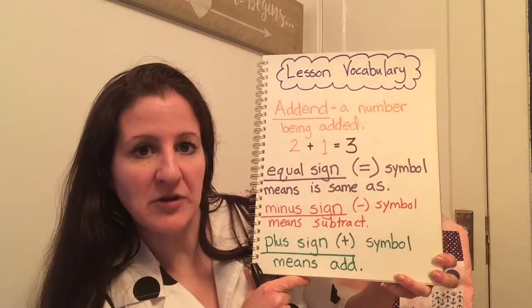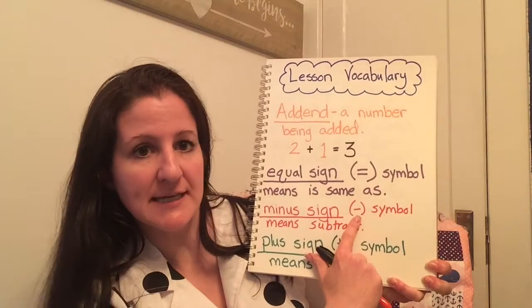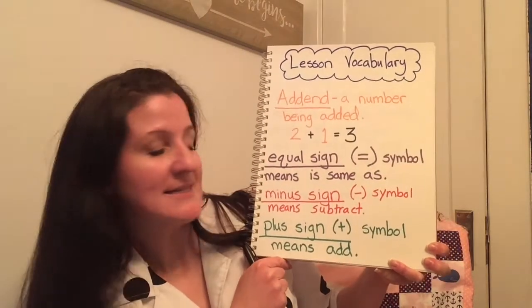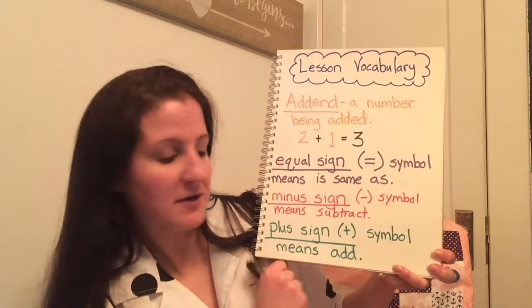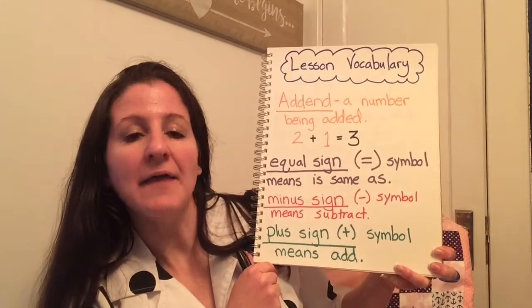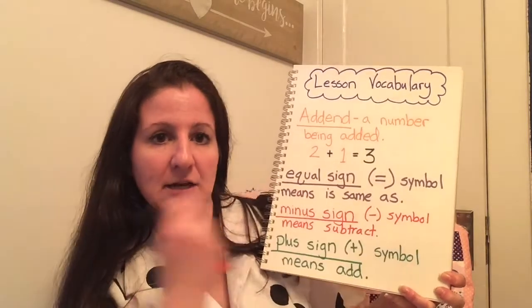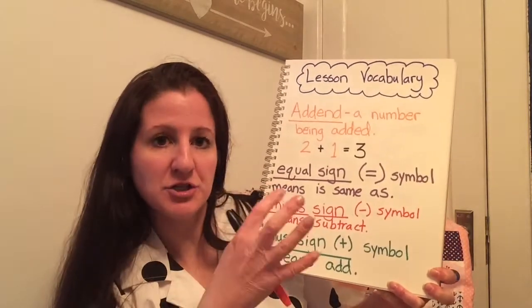Minus sign is your next vocabulary word. The symbol looks like this, and that symbol means to subtract. Plus sign is your next vocabulary word. The symbol looks like that, and that symbol means to add. Remember, when you're subtracting, you're taking away, and when you're adding, you're joining.